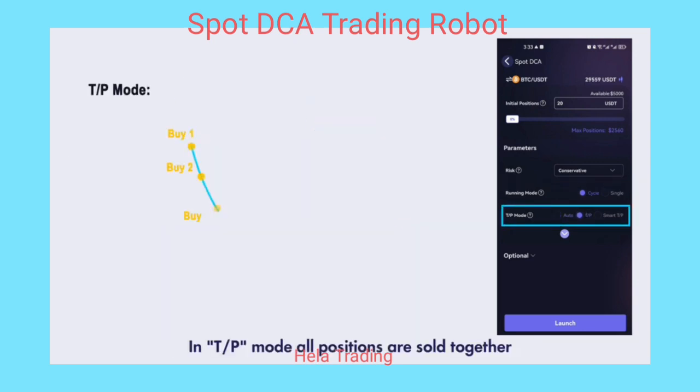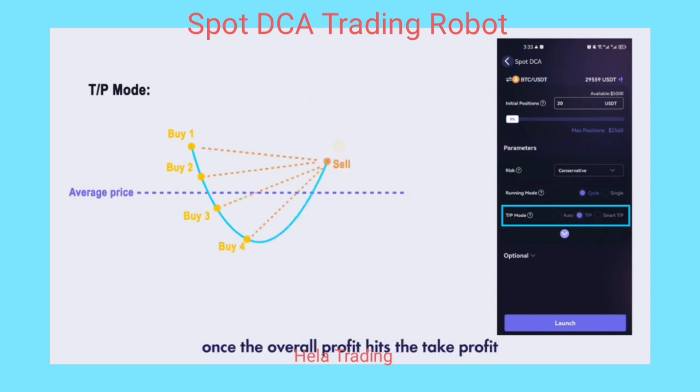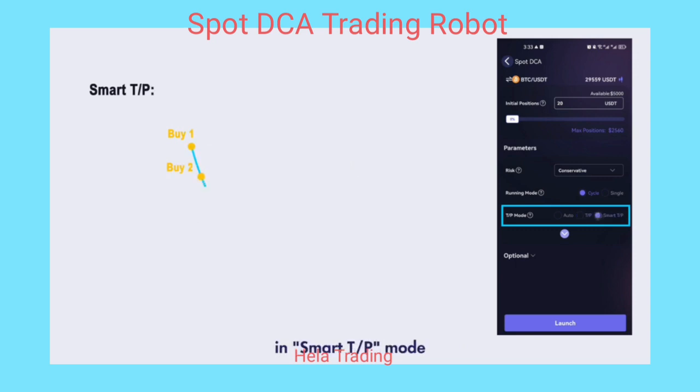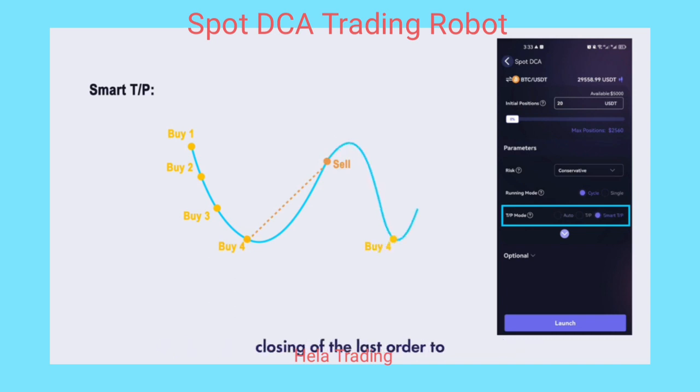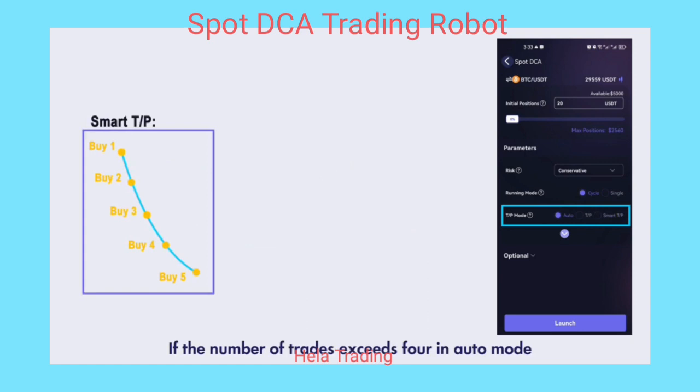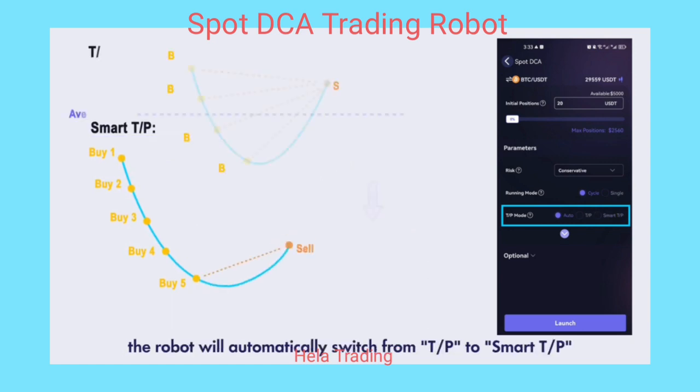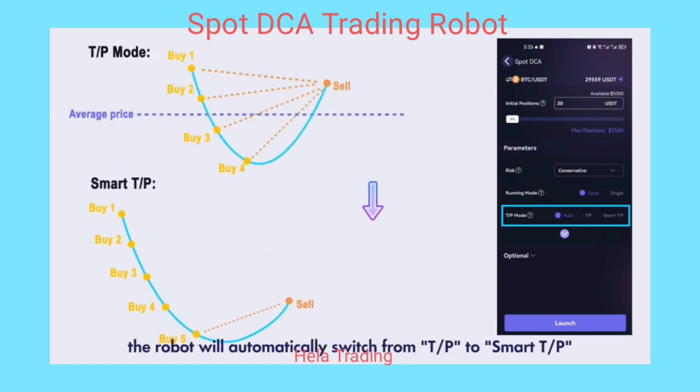In TP mode, all positions are sold together once the overall profit hits the take profit. On the other hand, in Smart TP mode, only the last order is sold when it reaches the take profit. When the price fluctuates around the last order, it presents an opportunity for repetitive opening and closing of the last order to ensure continuous gains in the oscillating market. If the number of trades exceeds 4 in auto mode, the robot will automatically switch from TP to Smart TP.